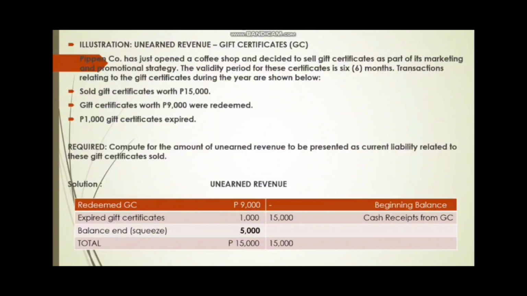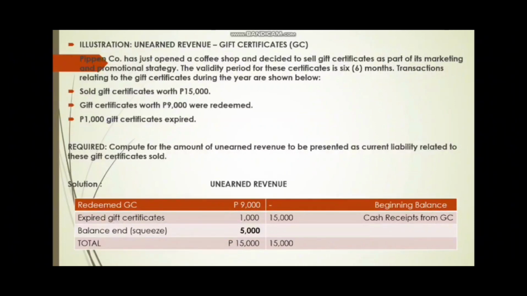Illustration, unearned revenue, gift certificates. Pepenco has just opened a coffee shop and decided to sell gift certificates as part of its marketing and promotional strategy. The validity of the gift certificates is only 6 months. Showing the transactions during the year: gift certificates worth 15,000 were sold, gift certificates worth 9,000 were redeemed, and 1,000 of gift certificates expired. The required is to compute the unearned revenue to be presented as current liability related to gift certificates sold.